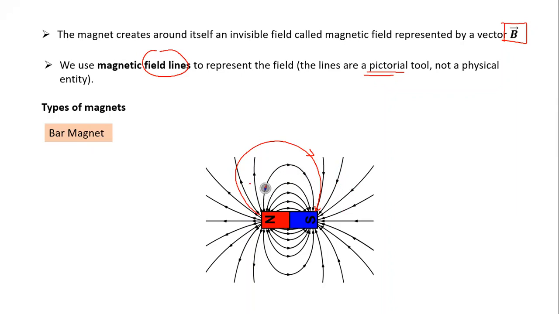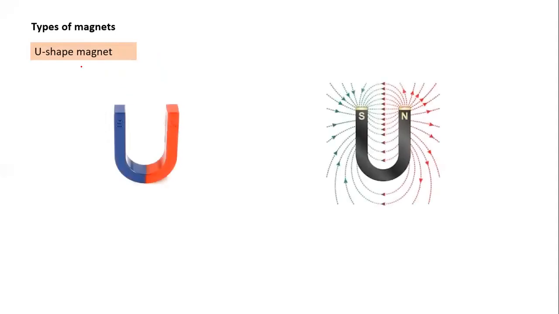So here, for example, this is the B vector. Here, this will be the B vector. So it's always tangent, and this is the B vector, tangent to the field lines. Now, another type: we have the U-shaped magnet. From its name, it's a U-shaped magnet. It also has two poles, south and north, and the field is always directed outside the magnet from north to south.